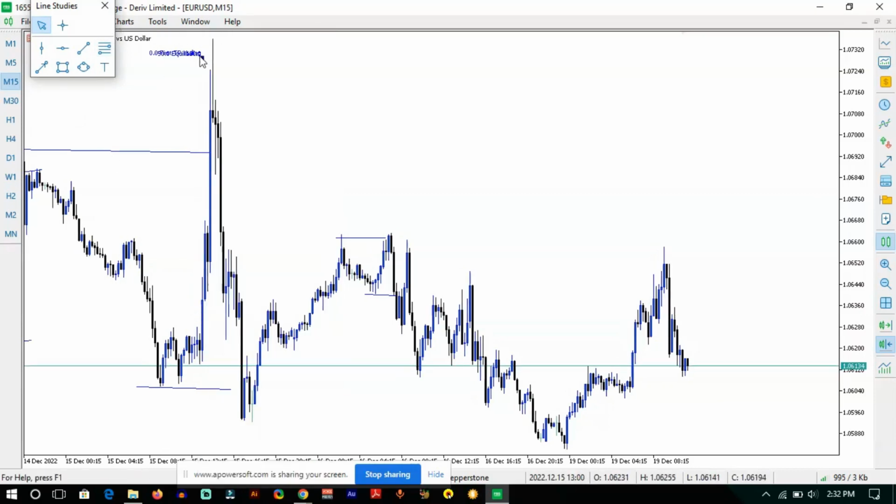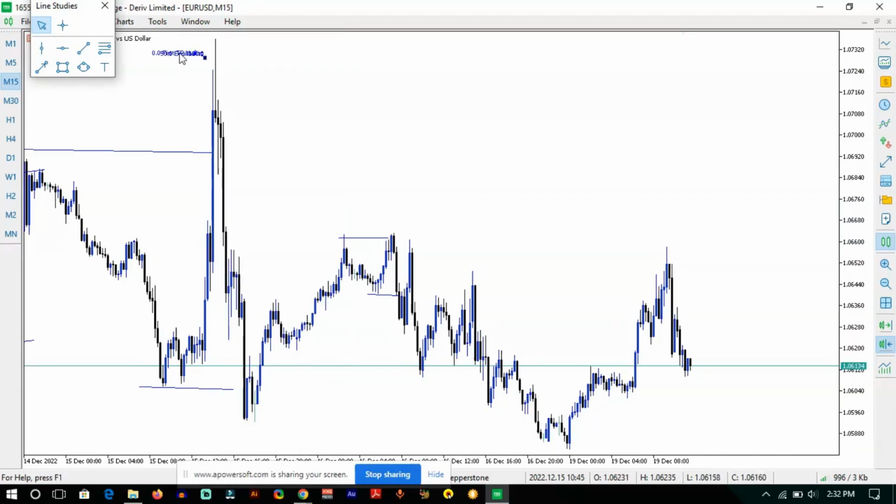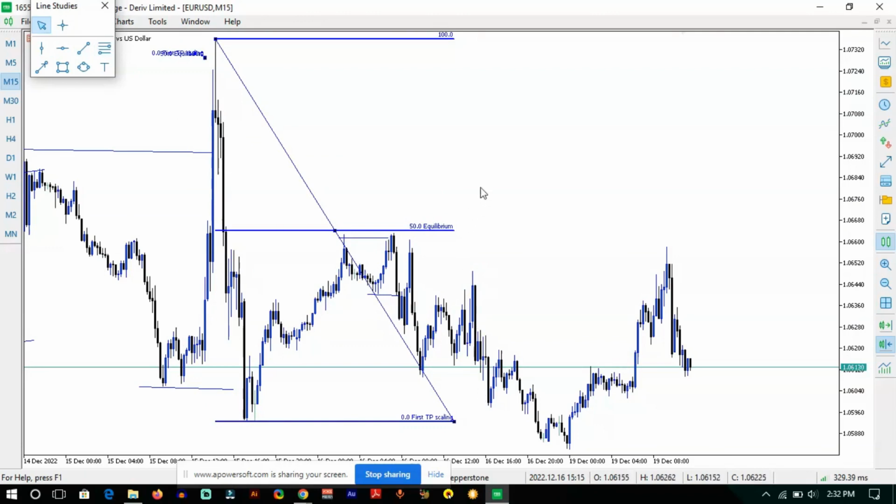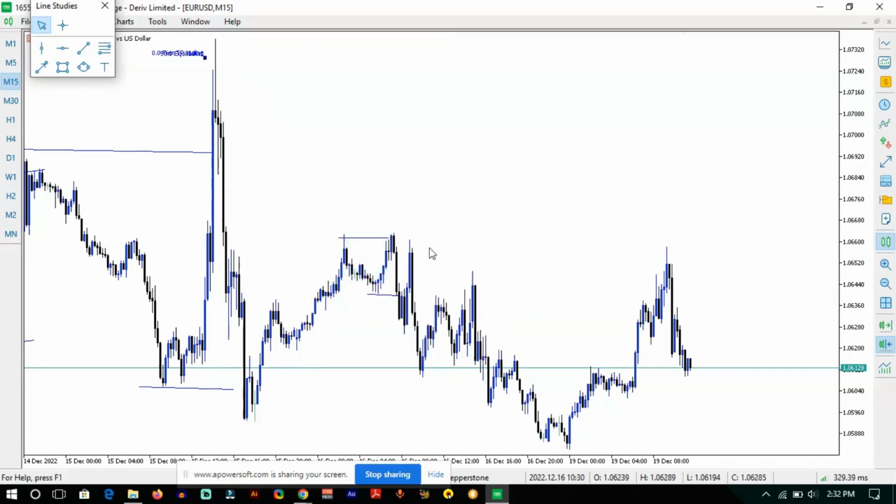Let me delete that Fibonacci. Let me use this. So we started up there and then we came here. You get? Now we look out for the equilibrium. The equilibrium is here. It's really unfortunate that they didn't even buy above premium, but let's leave that.